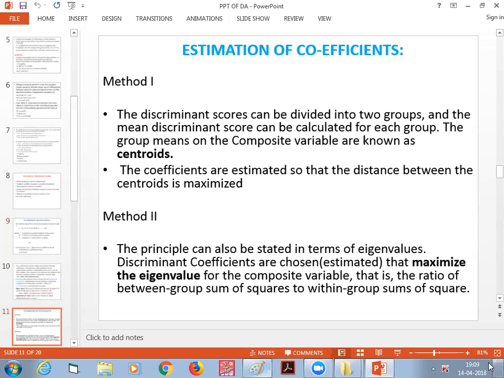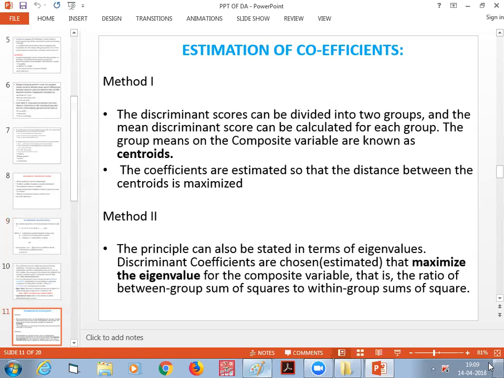It is not an ordinary least squares method. The method is a different method here. The discriminant scores can be divided into two groups. And the mean discriminant score can be calculated for each group. The group means on the composite variable are known as the centroid.